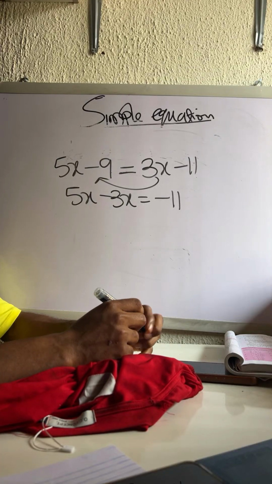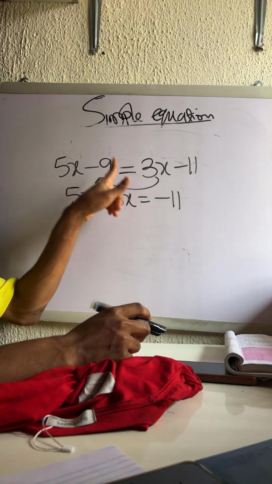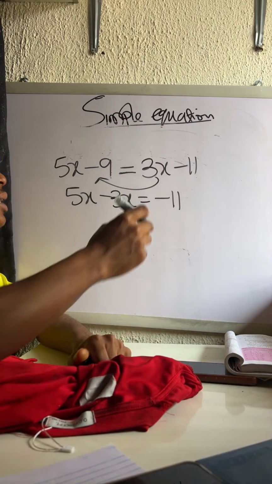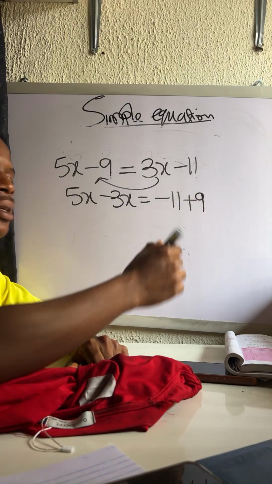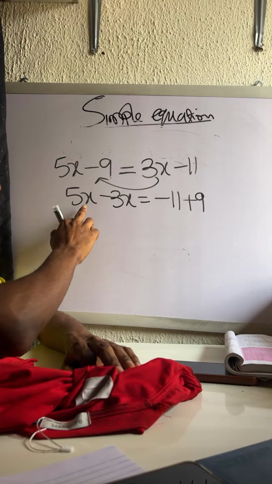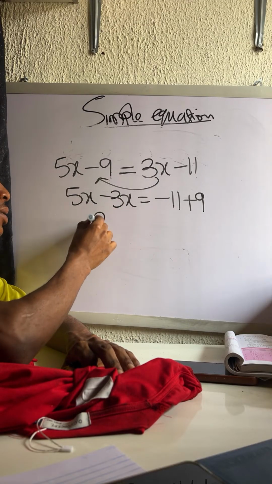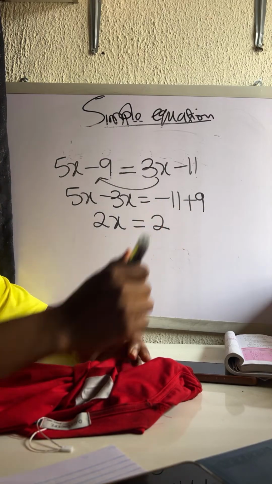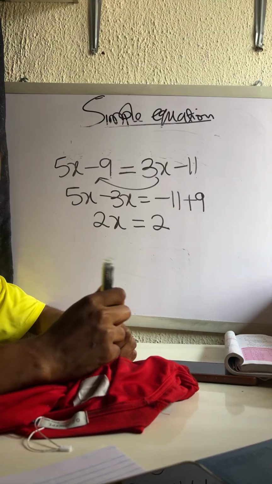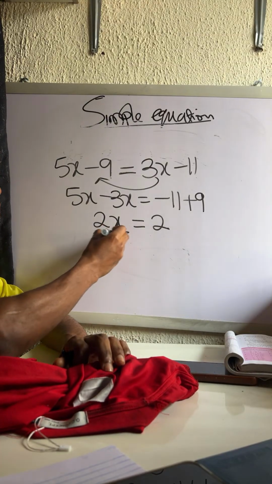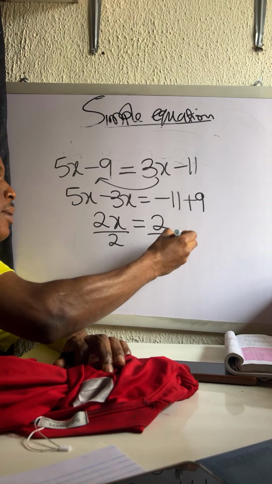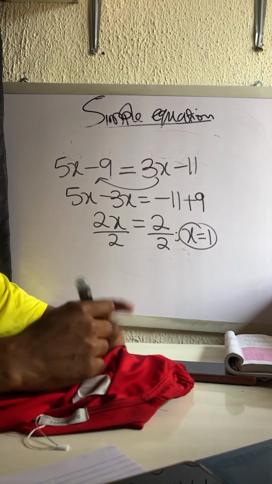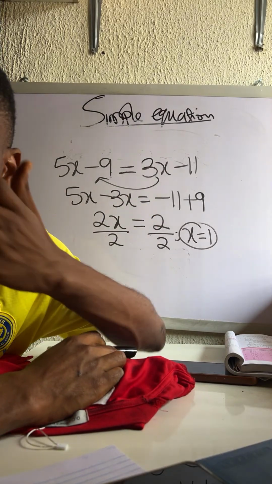If you have that, are you following? If you're following, say yes. Then we'll add 9 to both sides. If you add 9 to both sides, you have it as plus 9. So 5x minus 3x is 2x, and that's equal to minus 11 plus 9, and this will give you minus 2. Are you following? Good. Now you divide through by 2 and divide by 2. If you divide by 2, you see that x is equal to just 1. So x is 1. Were you able to? Okay. Thank you for saying yes.